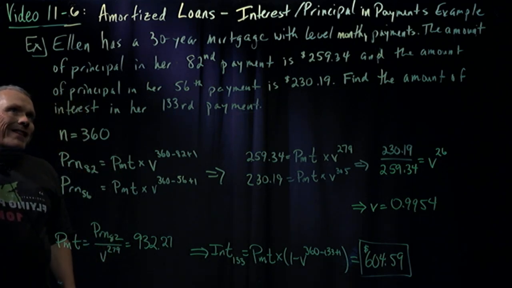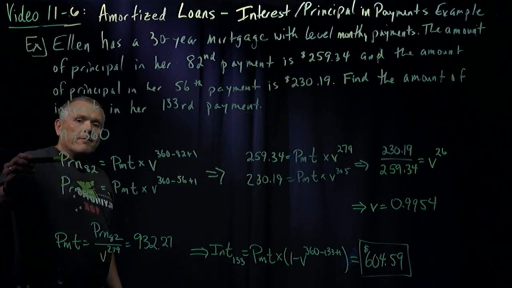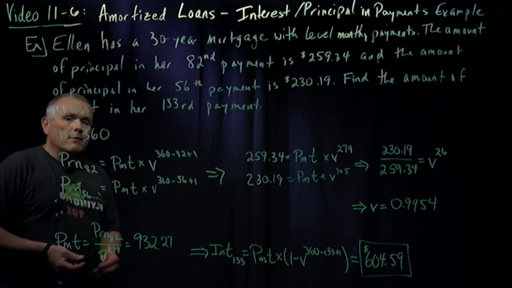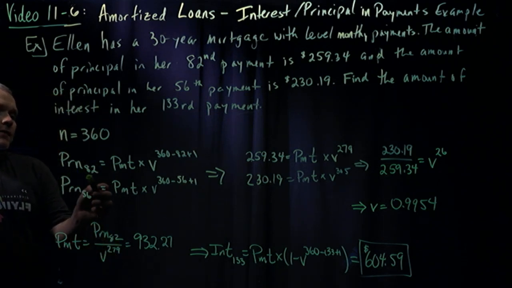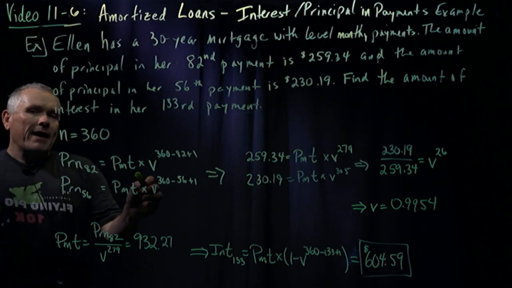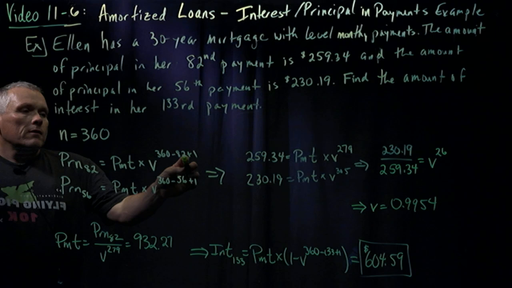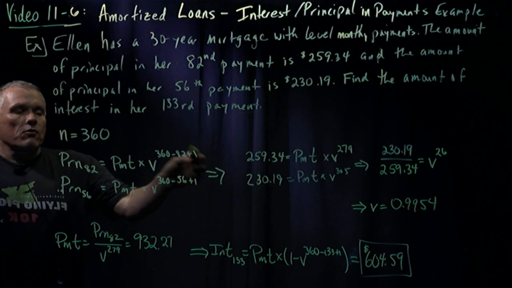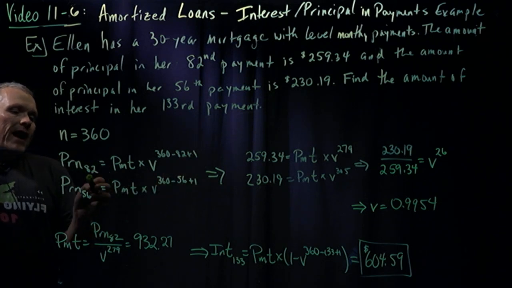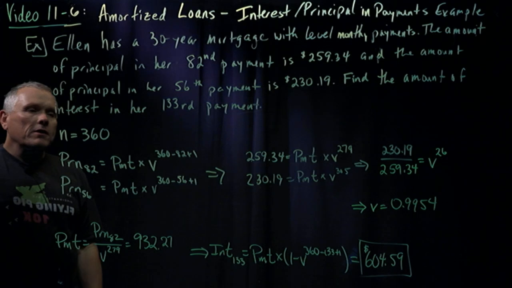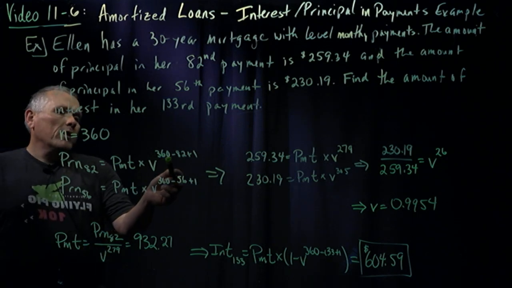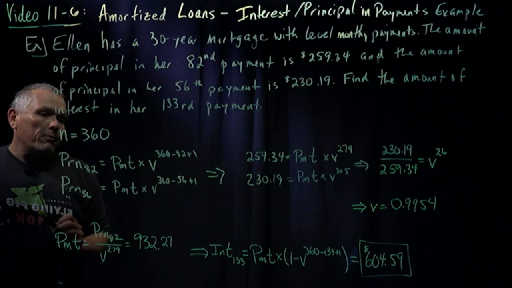We learned the formula in the last video about how to find the principal in any given payment. Remember that the principal in any given payment is the payment amount times v to the n minus t, the time of the payment, plus 1. So in this case, since we're looking at the 82nd payment and there's 360 total payments, we need 360 minus 82 plus 1 in the exponent.